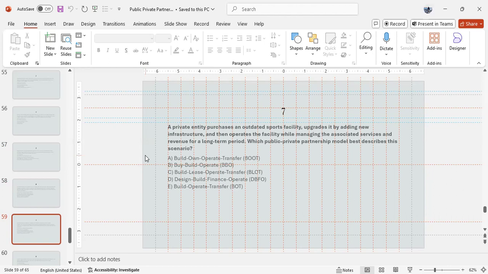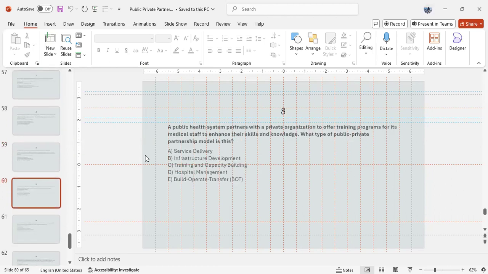Buy, build, operate. A public health system partners with a private organization to offer training programs for its medical staff to enhance their skills and knowledge. What type of public-private partnership model is this? A. Service delivery. B. Infrastructure development. C. Training and capacity building. D. Hospital management. E. Build, operate, transfer. The correct answer is C.